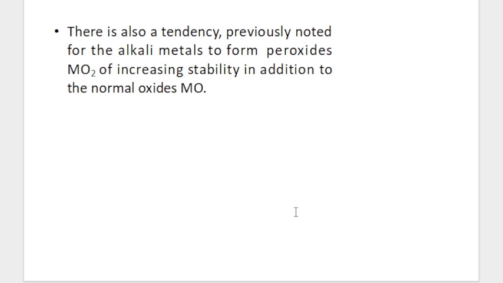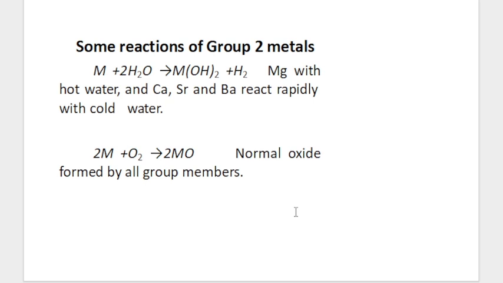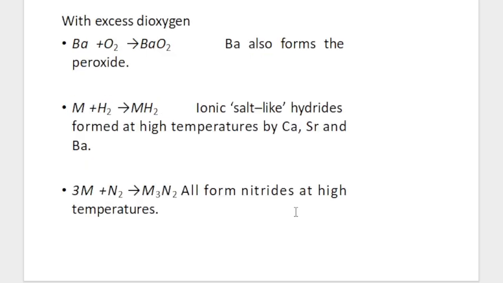Some reactions of group 2 metals: magnesium reacts with hot water, and calcium, strontium, and barium can react rapidly with cold water. You will find that they react to form normal oxides. Every member in this group, when it reacts with oxygen, will form a normal oxide. With excess dioxygen, barium can form a peroxide.